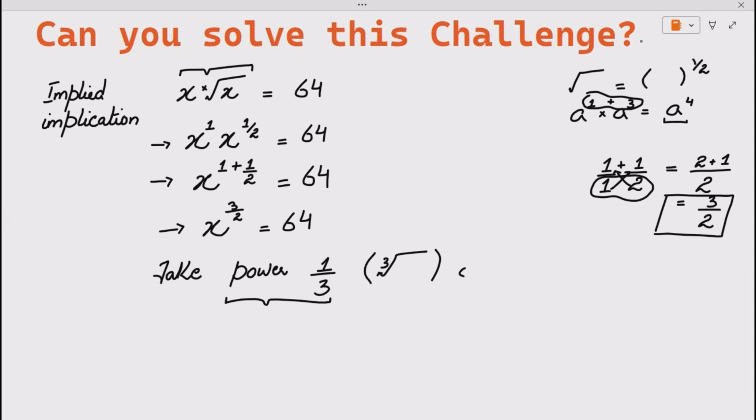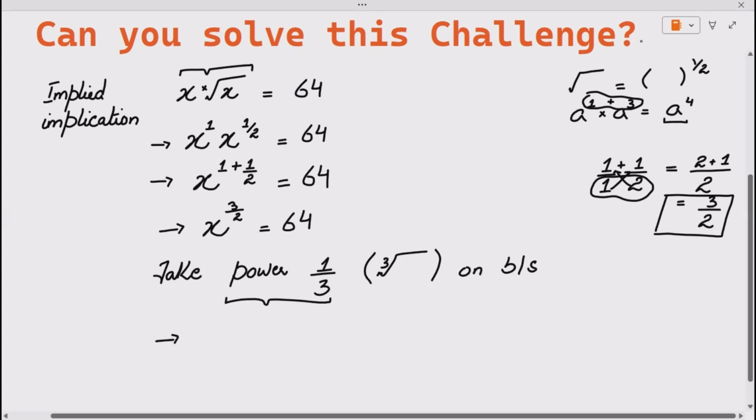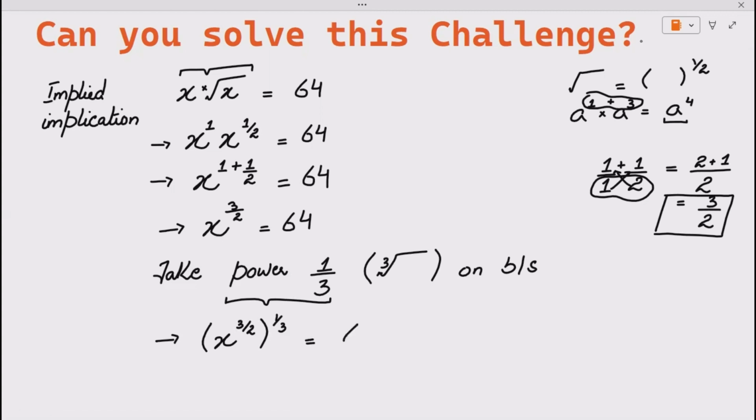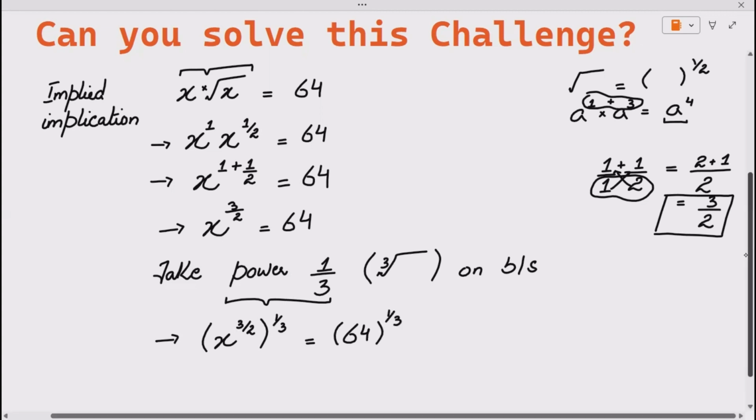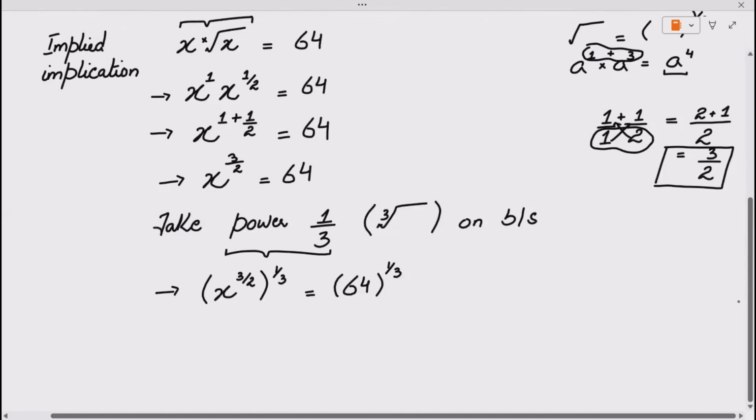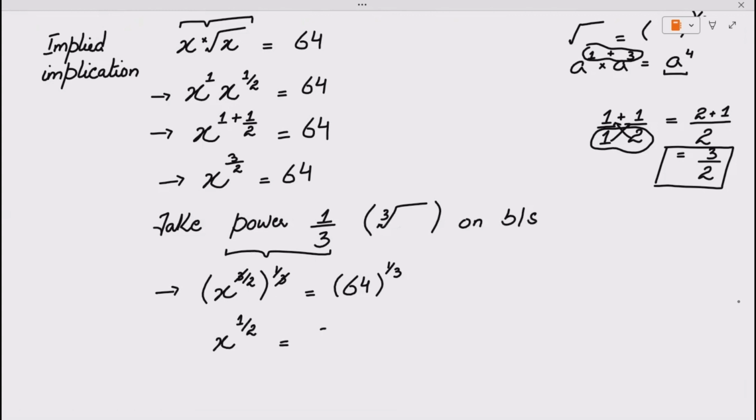So take cube root on both sides of the equation. So what we got? X power 3 upon 2 and power 1 over 3, right? So I am writing cube root as power 1 upon 3 equals 64 power 1 over 3. Now you can say that this 3 and this 3 cancel out. What we got? Only x raised to the power half equals this 64. We can write it like this, cube root 64.